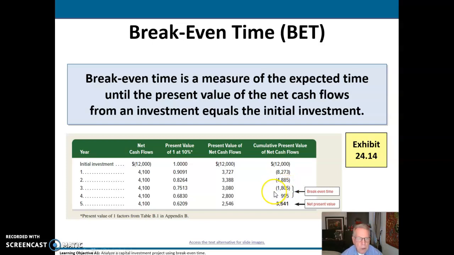So what we're going to do is we're going to take, and of course our present value is 3541. So what we're going to do is we're going to take this 1805 as a percentage of 2800. And that's going to give us what percentage of year 3 we're going to add to year 3 to get our break-even time.